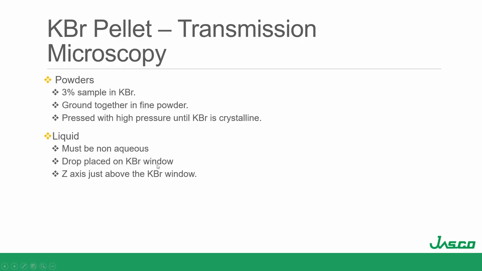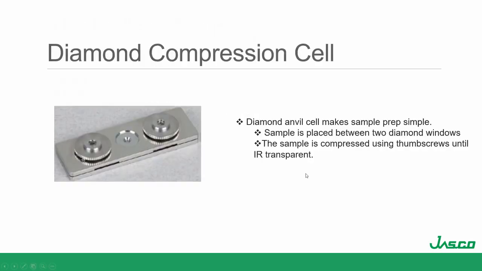For a liquid, it must be non-aqueous, because you can imagine putting water on KBr would ruin the KBr window. And then a drop can be placed on the KBr window and the Z-axis would be right above the KBr window. However, the easiest to use is a diamond anvil cell that has 2 diamond windows.